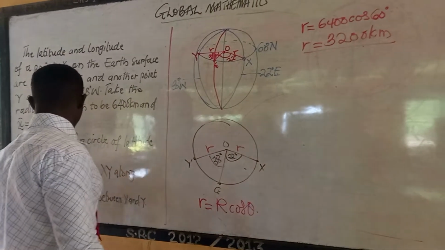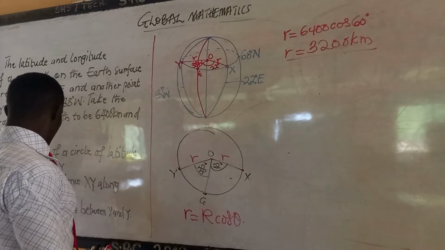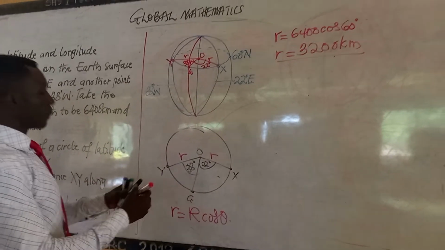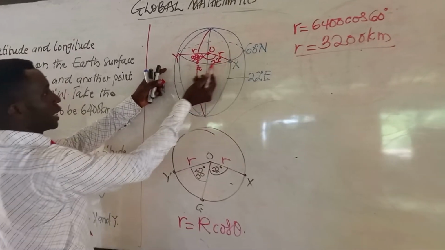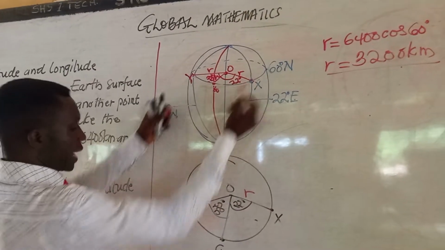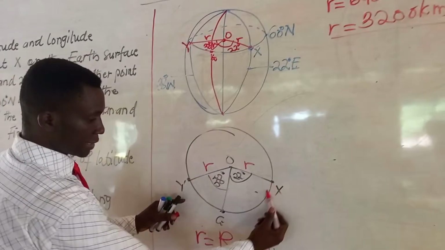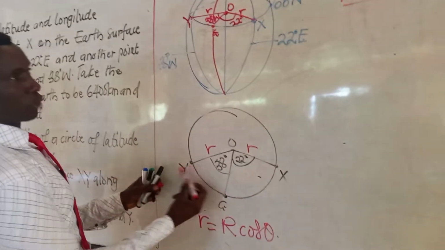Now, the next question, the shortest distance XY along the parallel of latitude. Along the parallel of latitude, this is the latitude. Along the latitude will be X to Y. That's the arc, the length of the arc. Talking about the length of the arc.